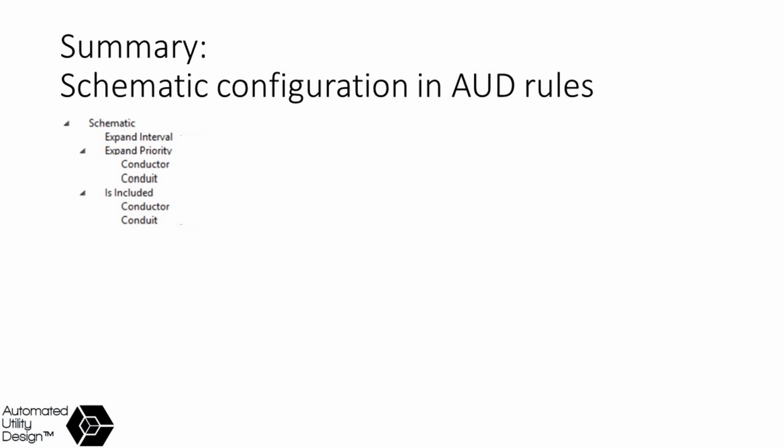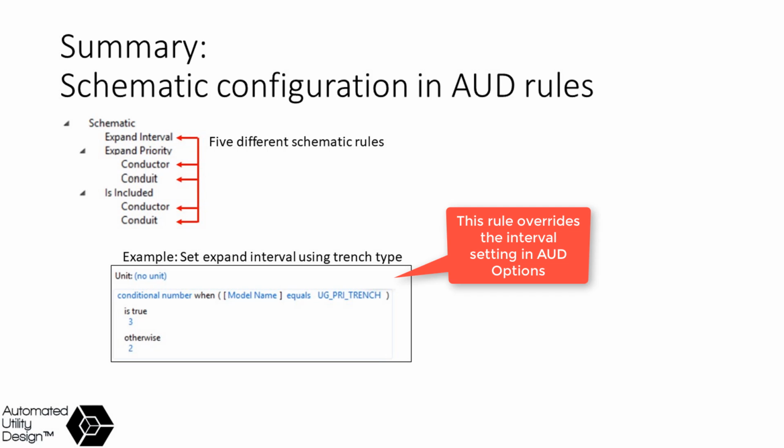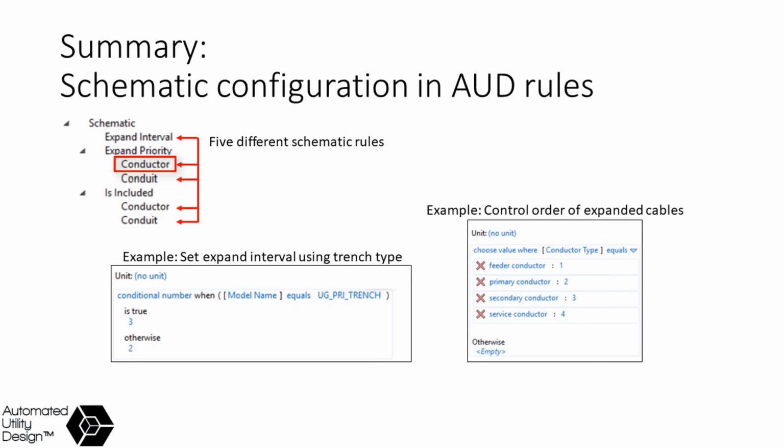To review, schematic behavior can be controlled by 5 different schematic rules as shown here. We explored using the expand interval rule, which lets you set the expand interval differently using different trench types. Remember that this overrides the setting in AUD options. We also explored creating an expand priority rule for conductors, setting the order of the conductors based on the conductor type.